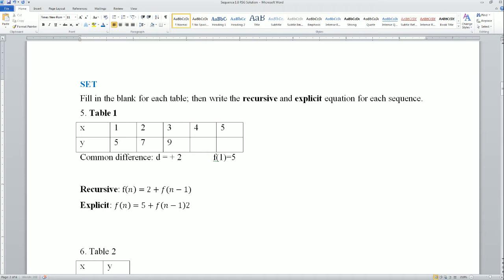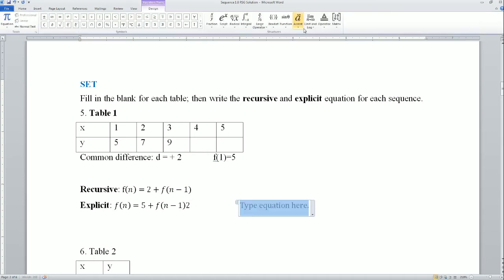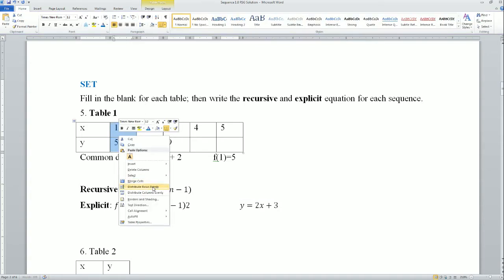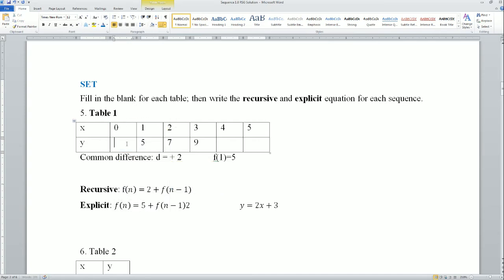If you would like to see this in y equals mx plus b format, it would look like this. Y is equal to 2x, and that is going to be plus 3. Okay? Because this, let's see, insert table to the left, the 0 value here would be 3. That is how I get the y equals mx plus b format.